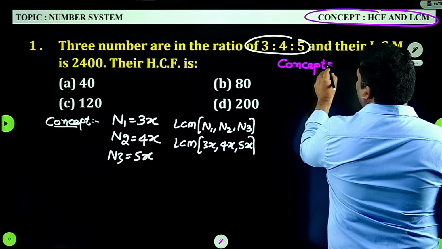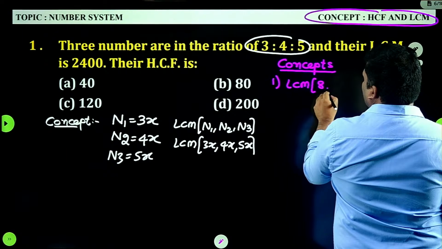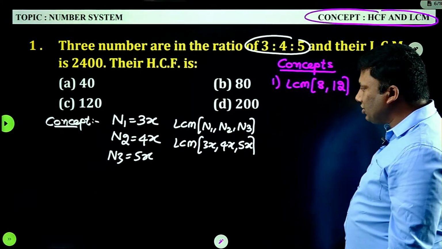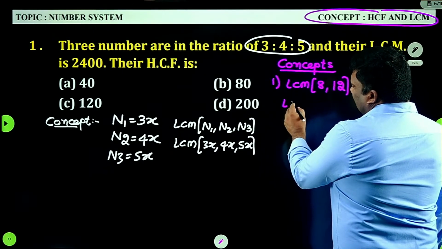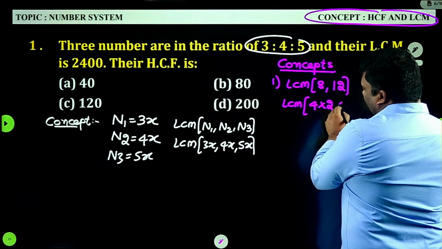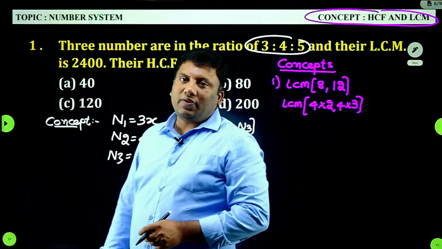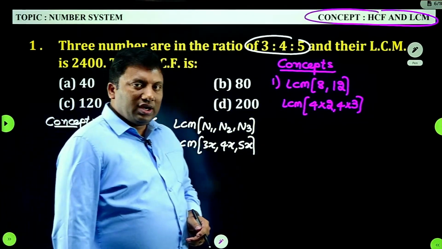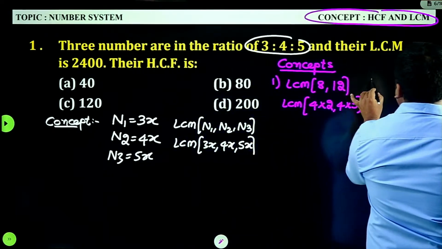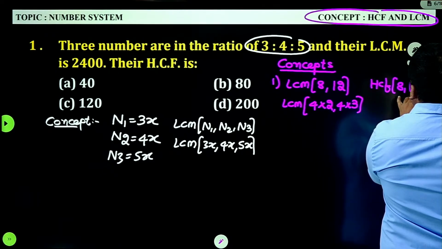Suppose the question is the LCM of 8, 12. What is the common factor of 8 and 12? It is 4. 8 can be written as 4 into 2, and 12 can be written as 4 into 3. What is common in both of them? 4. So the HCF of 8, 12 is 4.